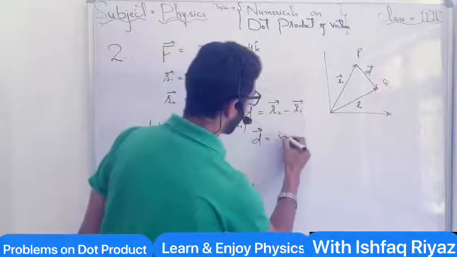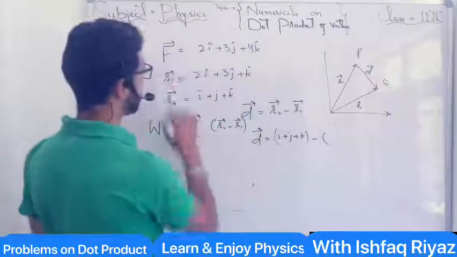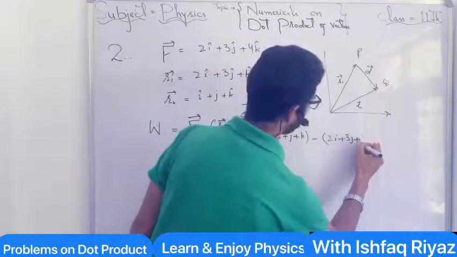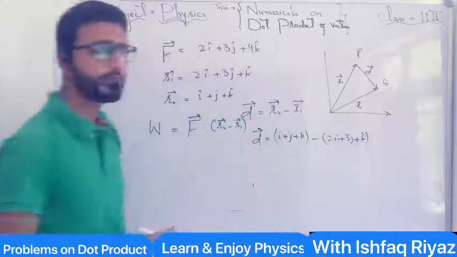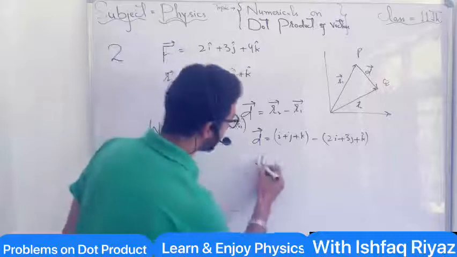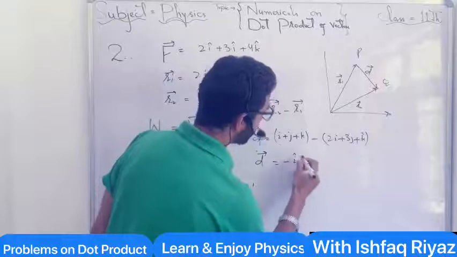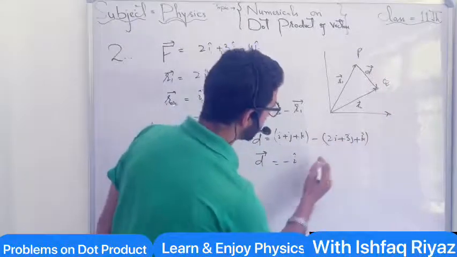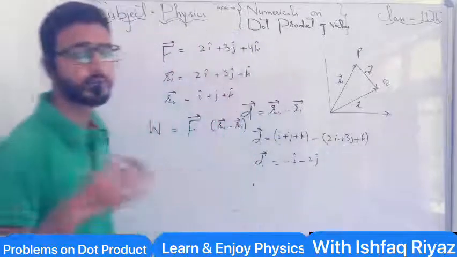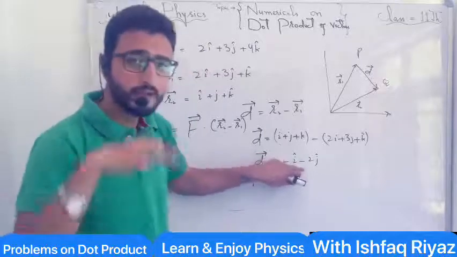So here, in this case, the displacement vector will be R2, in place of R2 I will write i plus j plus k. So this is minus R1, this is 2i plus 3j plus k, right? Now, this is basically the subtraction of the vectors in terms of components. So the displacement vector D: i minus 2i is minus i, j minus 3j is minus 2j, k minus k is 0. So the displacement vector is simply minus i minus 2j, right?